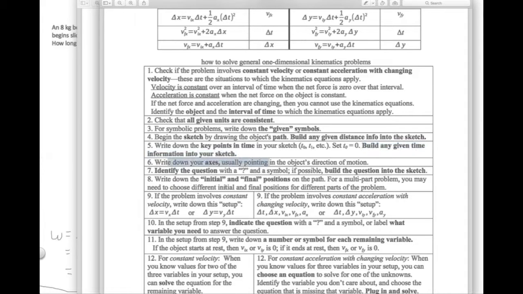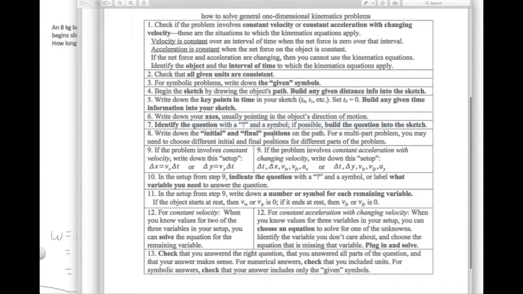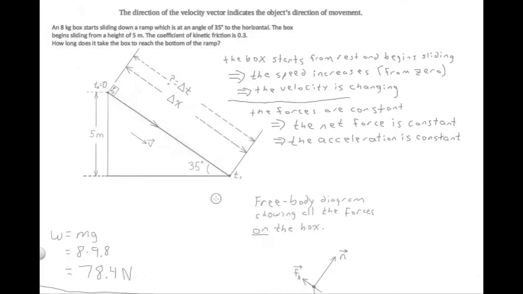Already wrote down our axes. Again, we already built that question into the sketch. Remember that for kinematics problems, it's really important to label the initial and final positions on the path. So we'll say this point is the initial and this point is the final, and we should actually write down the letters I and F to label those on our sketch. Always actually write down the letters I and F to label the initial and final points when you're doing kinematics. That'll be more and more helpful as the problems become more difficult.